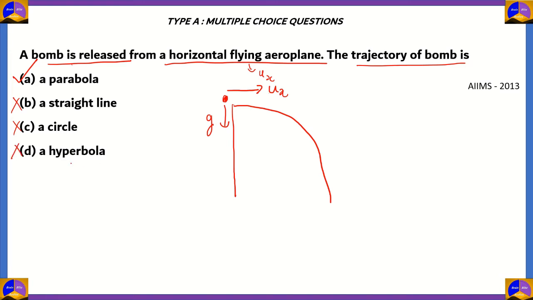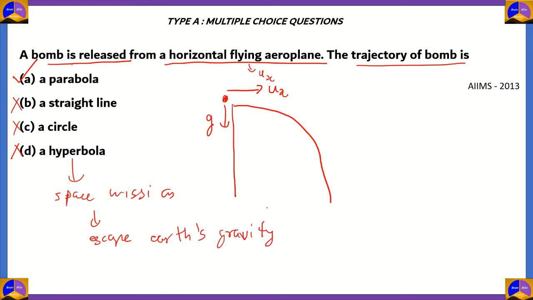Option D, a hyperbola, is also incorrect. Hyperbolic paths are present when you have space missions that want to escape Earth's gravity. So when a spaceship wants to escape the Earth's gravity, it follows a kind of hyperbolic path. But yet again, this is only theory and there are no practical applications for it. So option A, a parabola, is the right option when considering the trajectory of a bomb released from a horizontal flying airplane.